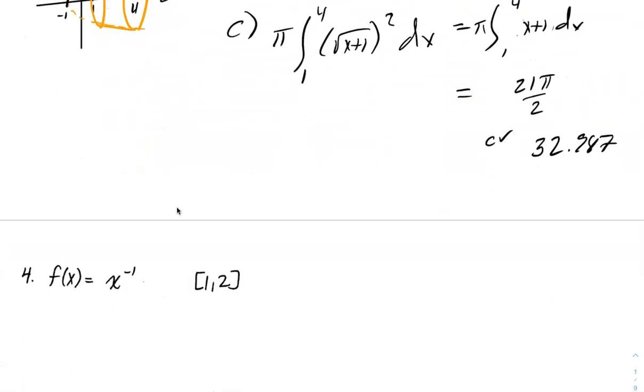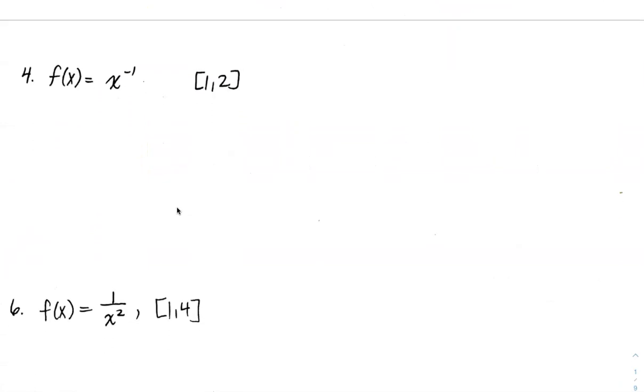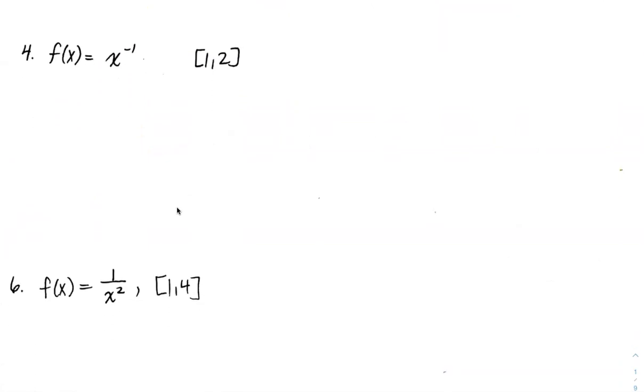So there's that. Next one, f of x equals x to the negative 1. So probably easier to see as 1 over x. So we know how to graph that. That's a reciprocal function, so it's kind of like this and like that, from 1 to 2. So let's say 1's here and 2's here. So we're going to get that region and spin it across like that.